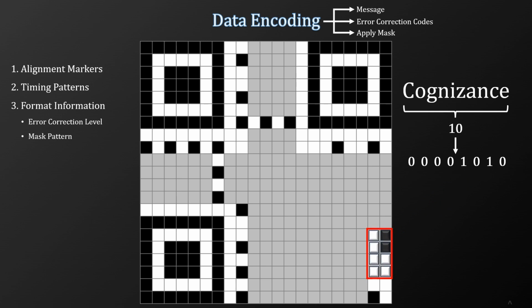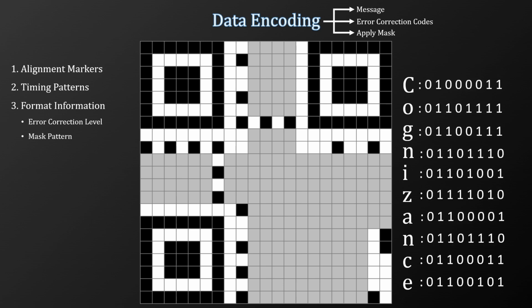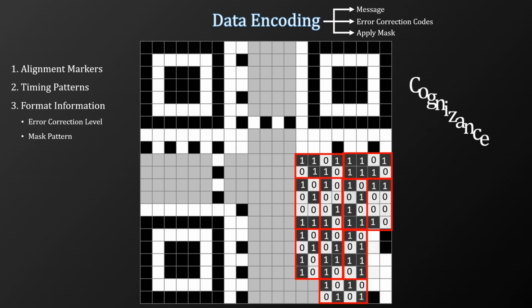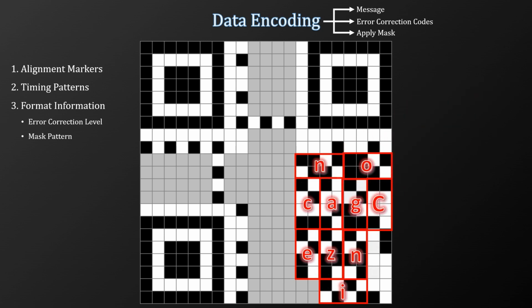Next, we convert the word Cognizance into binary. Here's how each letter breaks down. Each binary value is then carefully placed into the grid following the zigzag pattern. This is how it looks in black and white pattern. Now we have embedded the word Cognizance into the QR code. At the end, 4 zeros are added to signify end of the message.